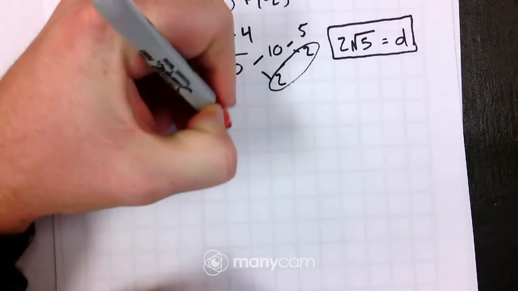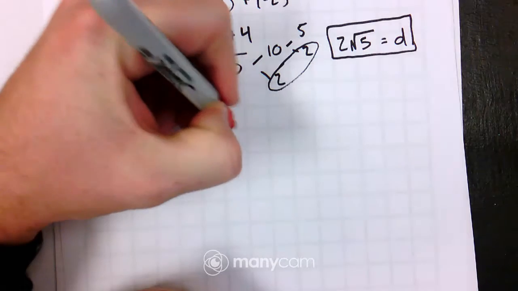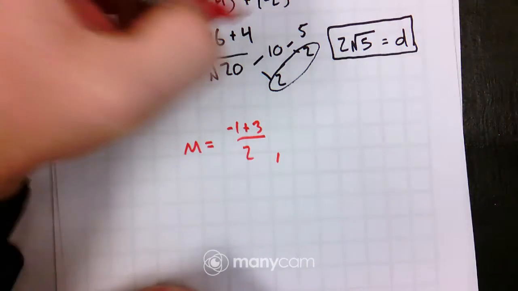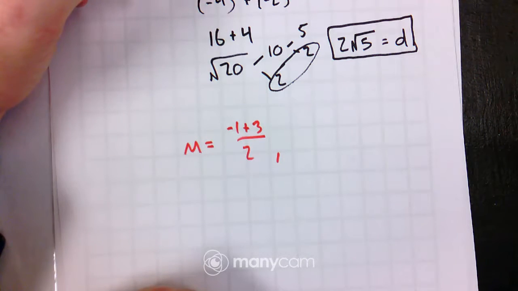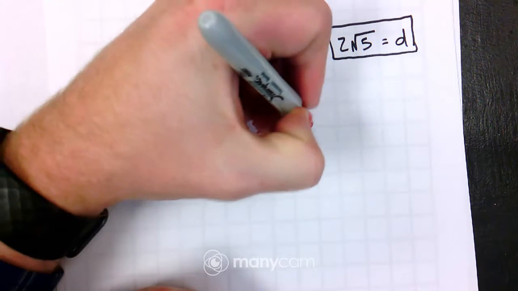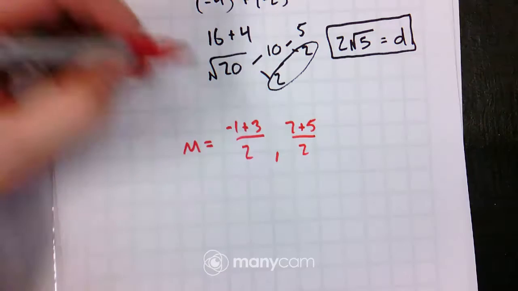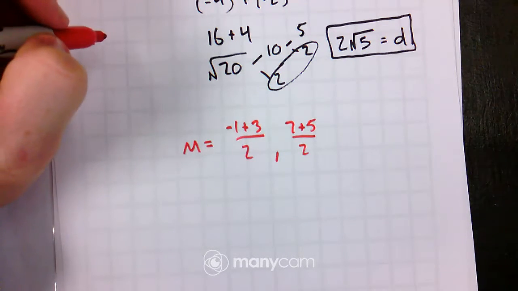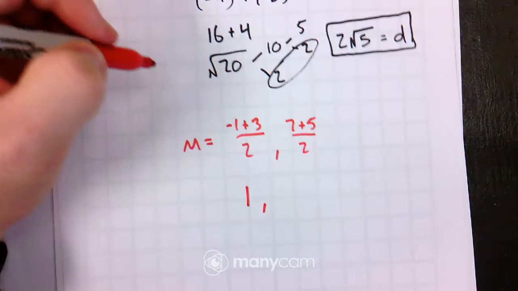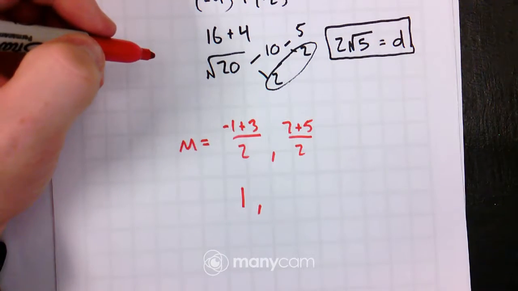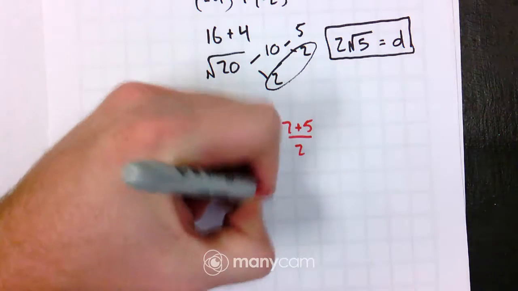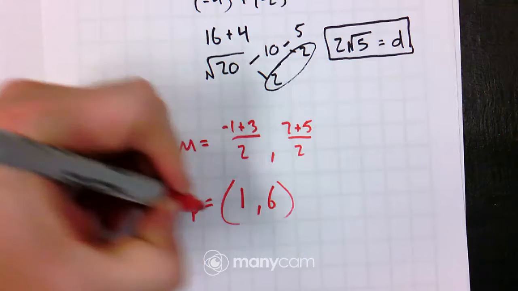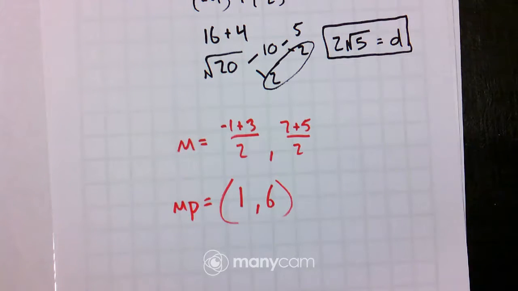Midpoint is negative 1 plus 3 over 2, comma, 7 and 5. What's negative 1 plus 3? 2. 2 over 2 is 1. 7 plus 5 is 12, divided by 2 is 6. So my midpoint would be (1, 6).